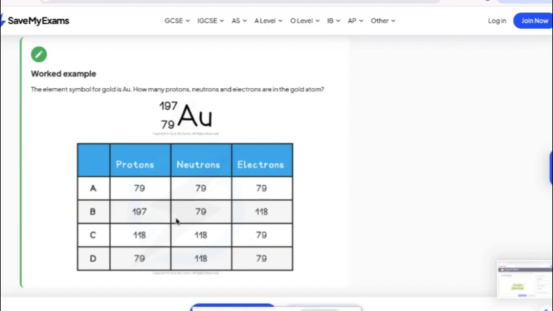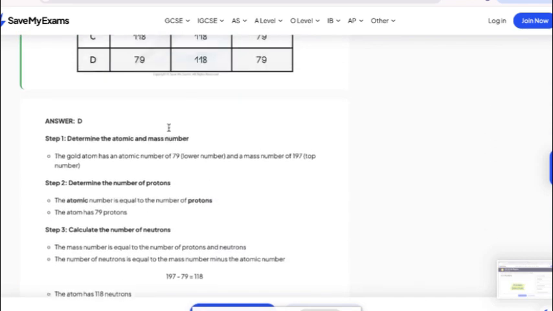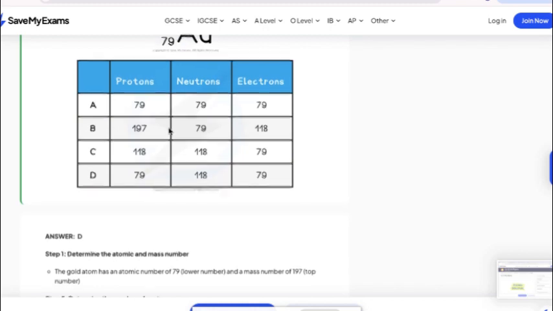For proton is what? 79, right? Okay. So that's it. The number of protons is 79. The number of neutrons is 118. The number of electrons is 79 as well. Okay, so that's that for that. Say the answer is D.